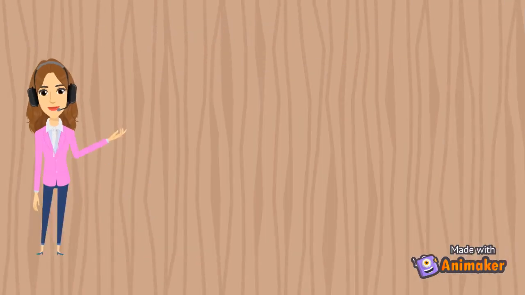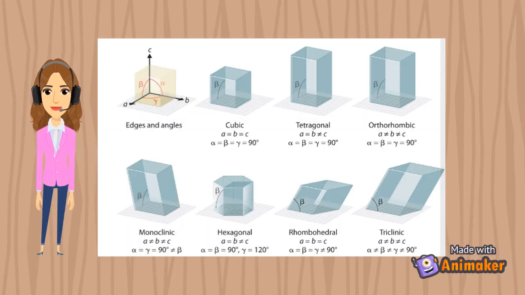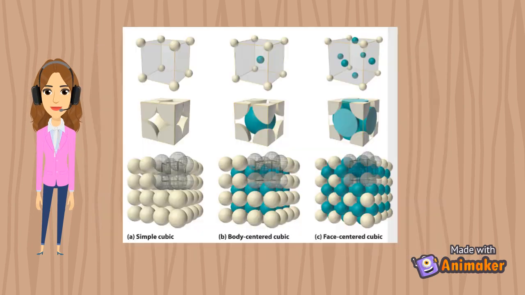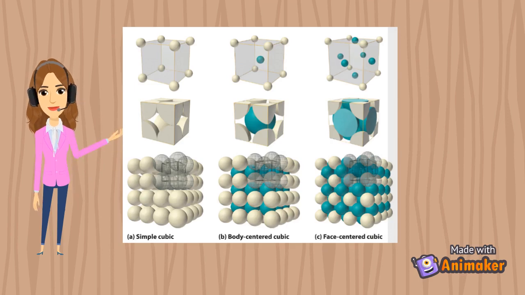Let's see the crystal systems. There are 7 crystal systems. They are cubic, tetragonal, orthorhombic, monoclinic, hexagonal, rhombohedral, and triclinic. Cubic is classified into 3 types: simple cubic, body-centered cubic, and face-centered cubic. Let's see briefly about that.